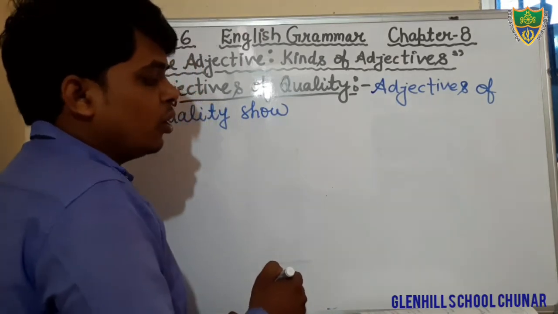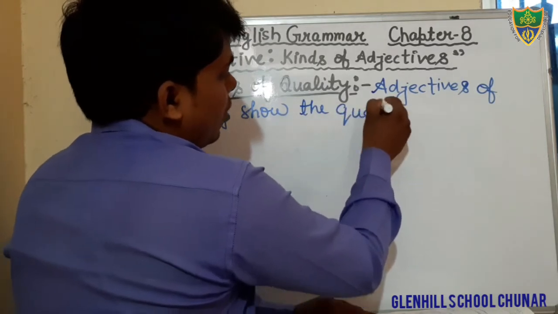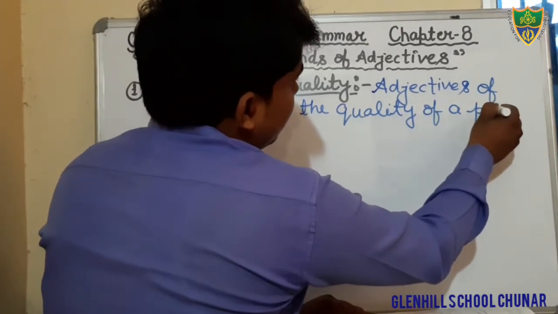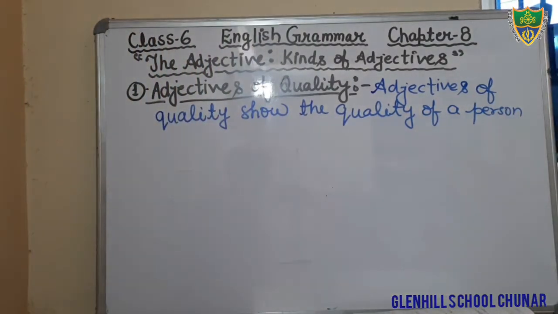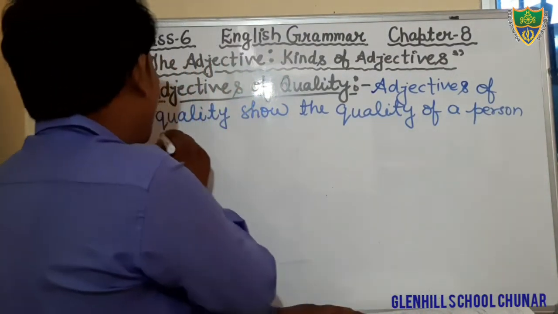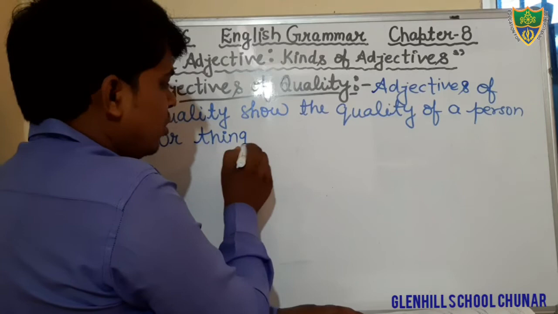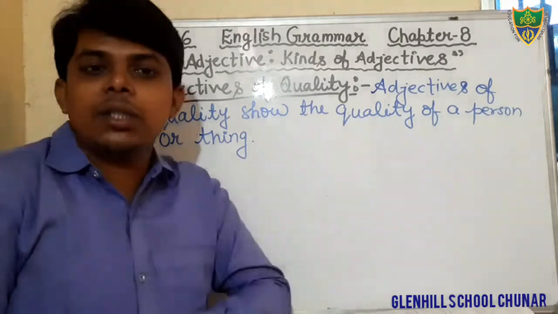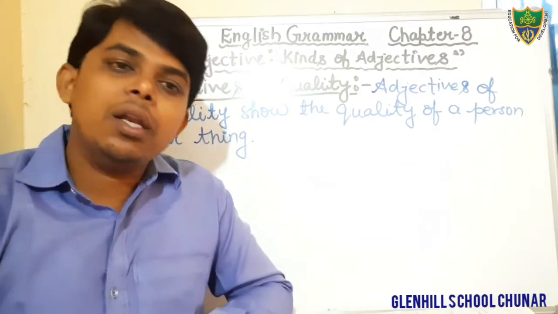Adjective of quality shows the quality of a person or thing. Okay, students, just see. Adjective of quality shows what? The quality of a person or thing. Okay, it shows the quality of a person or any other things.